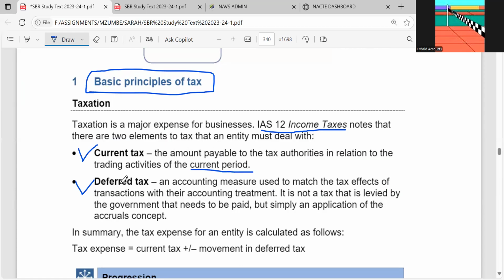What about deferred tax now? This is a part that is very necessary in this study. Deferred tax, as the word itself says, is an accounting measure used to match the tax effects of transactions with the accounting treatment. So it is not a tax that is levied by the government that needs to be paid, but simply an application of the accruals concept. As far as the tax that has to be paid, we apply the normal principles, but we just need to apply the accruals concept, and we'll see what we mean by that.